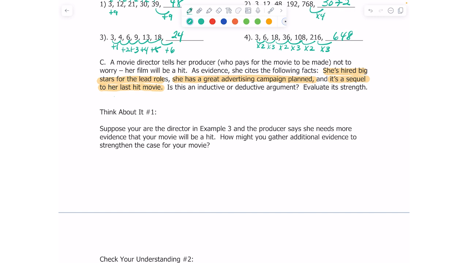And is this a strong argument? What do you think? If you said weak argument, you're correct. And that's because we all know that you can have movies that are planned out really well and they can be a flop, right? So it does not necessarily mean, because of those 3 statements, that the movie is going to be a hit. So this is inductive reasoning, and it's a weak argument.